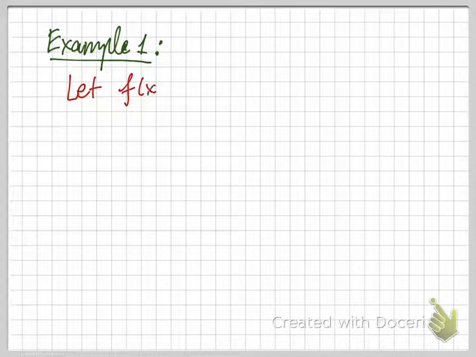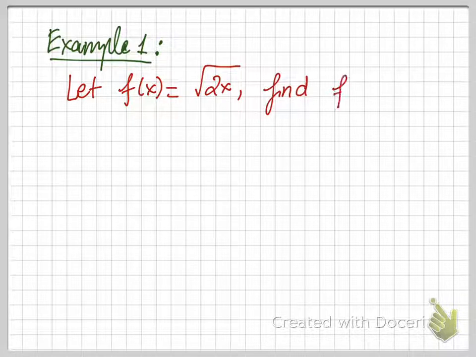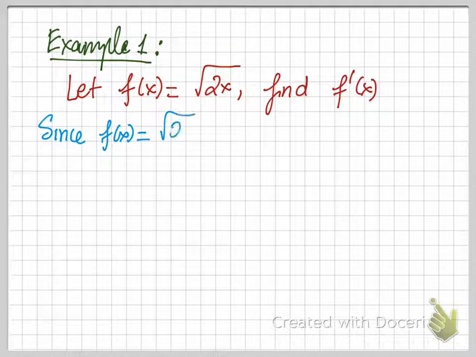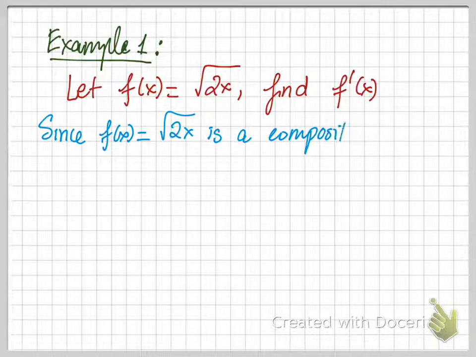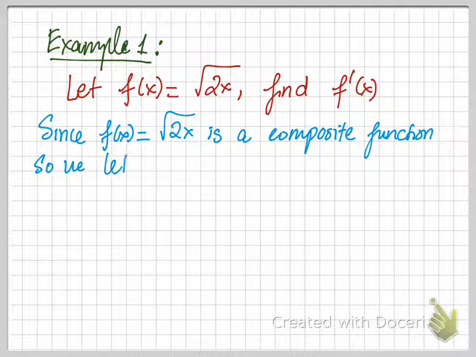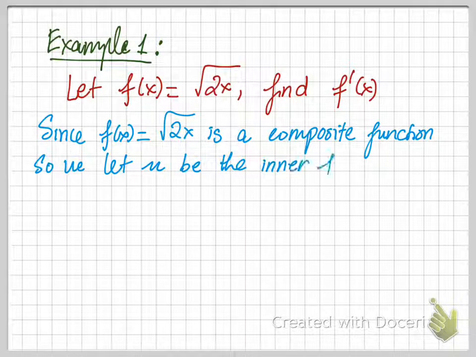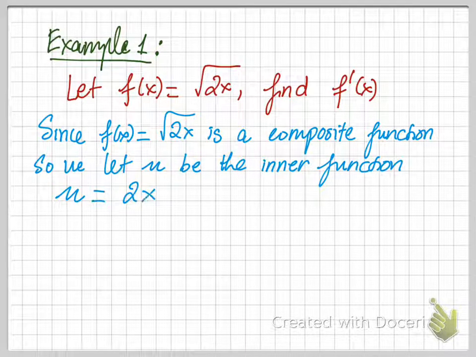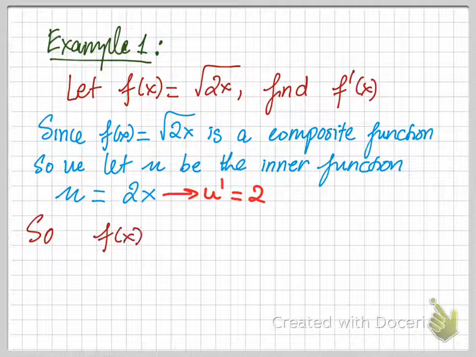Look at the function f of x equals square root of 2x. We want to find the derivative of this function. Again, we know that this is a composite function. The outer function is the square root and the inner function is 2x. So if we let u equal 2x, then we can find u prime, which is just 2. And then the function becomes the square root of u.